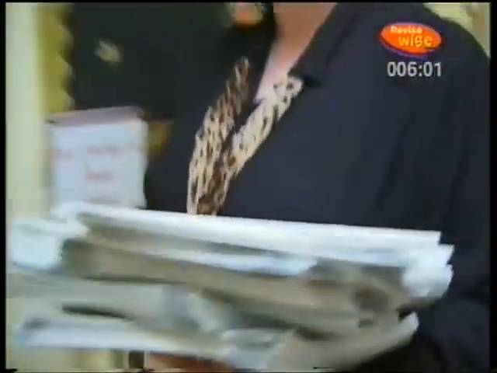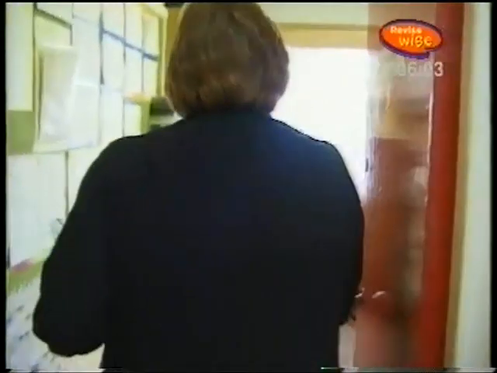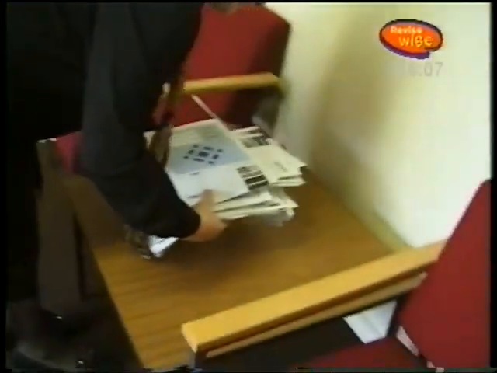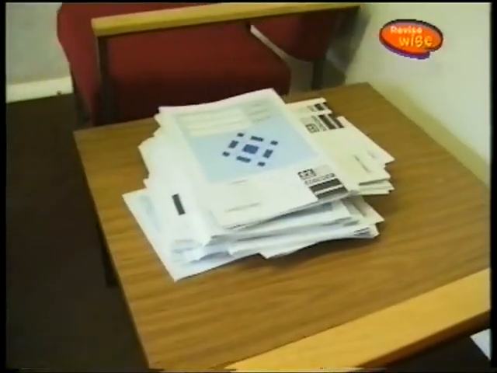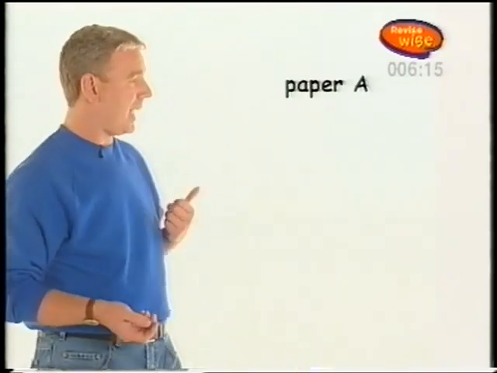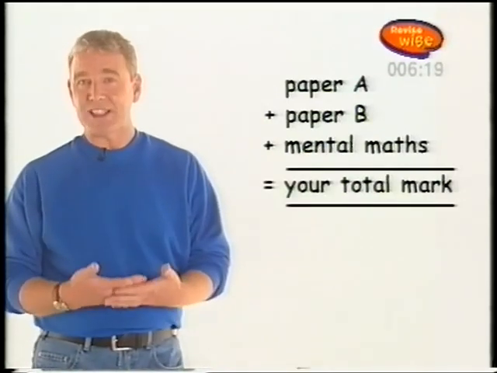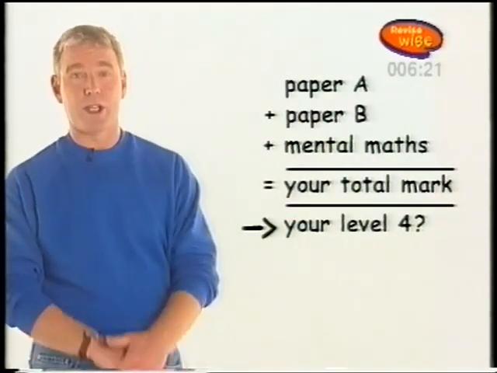The finished test papers aren't marked by your teachers. They're sent off to be marked by other teachers who don't know you or your school. So, there they are. The people marking the tests add up all the marks from your 3 papers. Paper A, Paper B, and your mental maths. And that's what gives you your level, level 4, we hope.